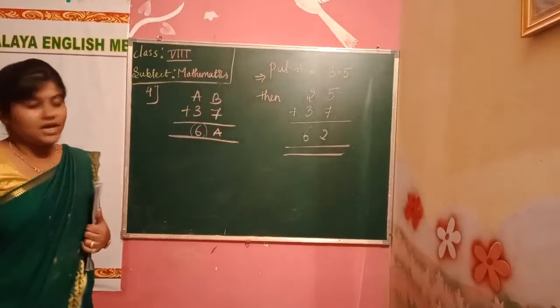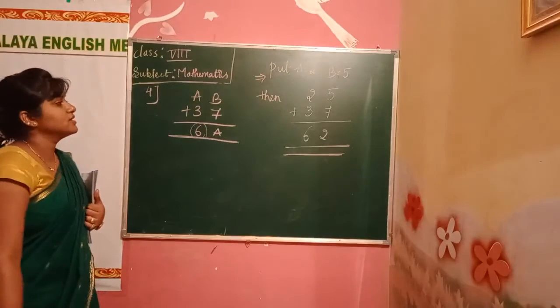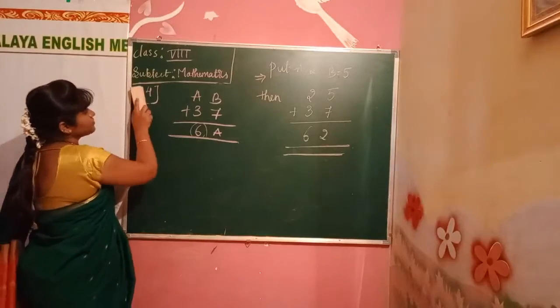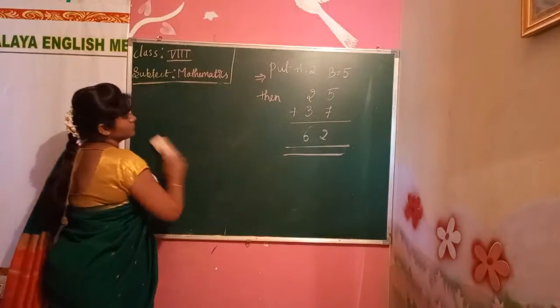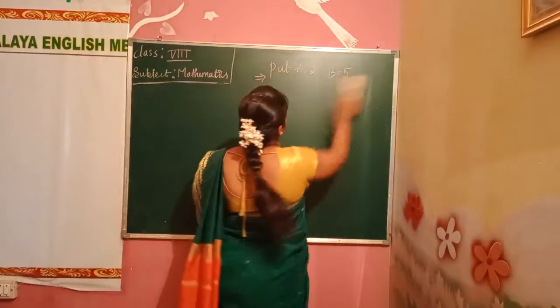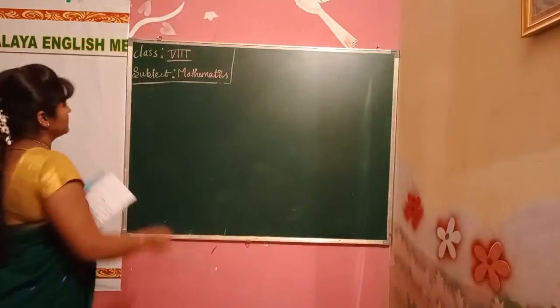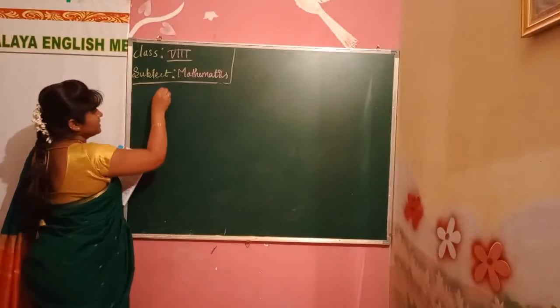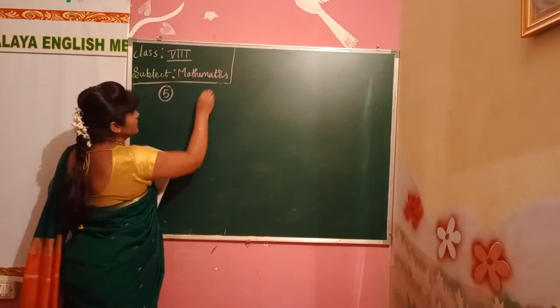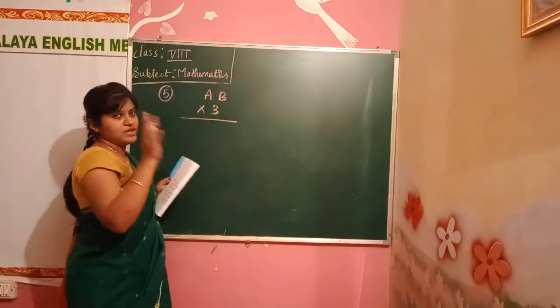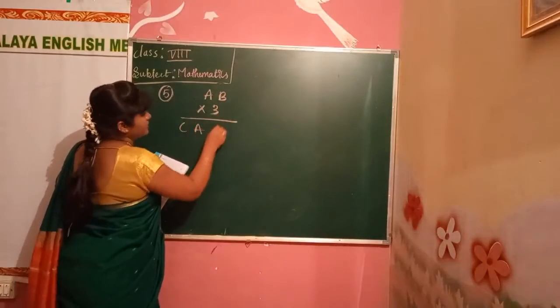Okay children, now we'll copy this. We'll move on to the next problem. Fifth problem, multiplication again. Again we have multiplication. A b into 3. Here we have 3 numbers c a b.